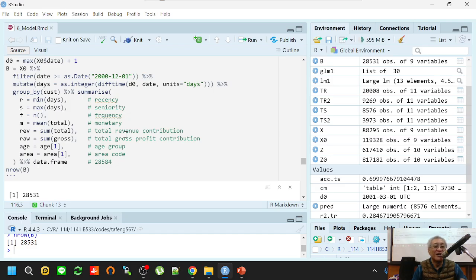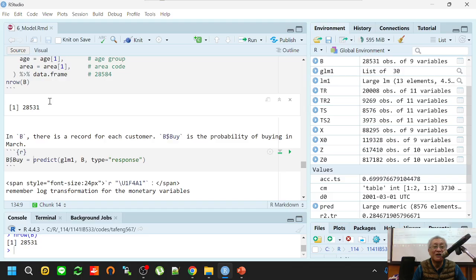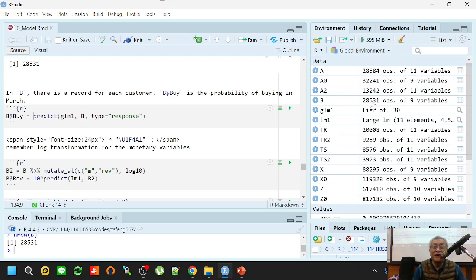So to get the predictors, and then with these predictors in B, we can predict the buying probability for every customer within B, right? B has 2A531 customers. As you can see, the number is a little different from A, because A is the customers that buy from us in the first 3 months, and this is the number of customers that buy from us in the next 3 months. So the number of customers will not be the same, right?